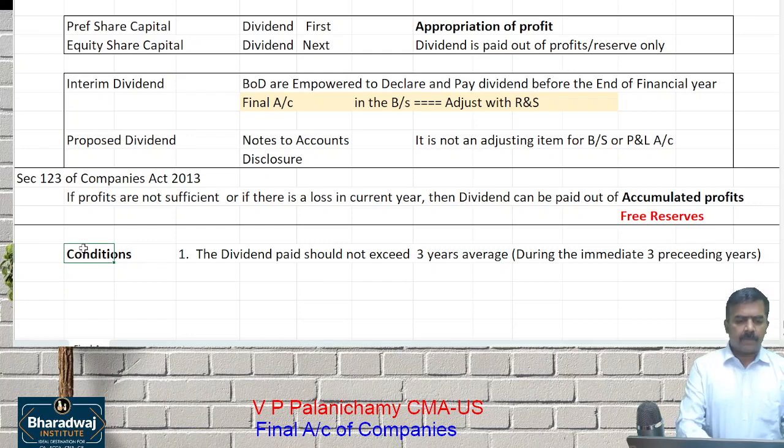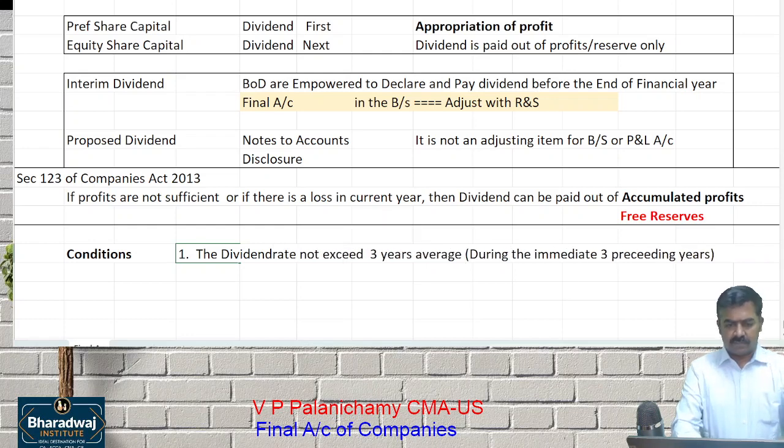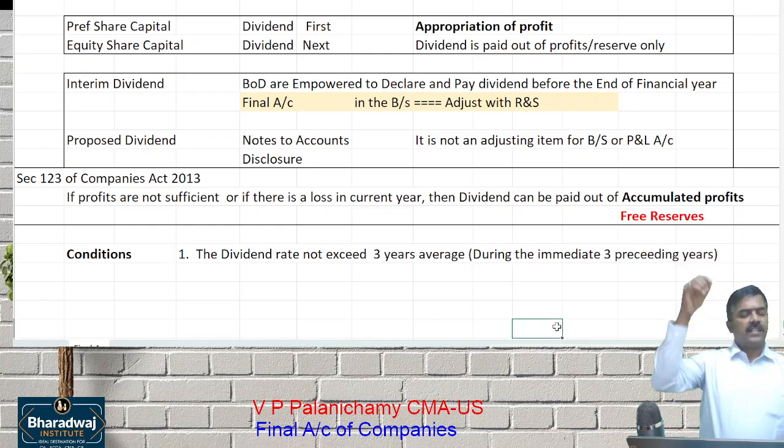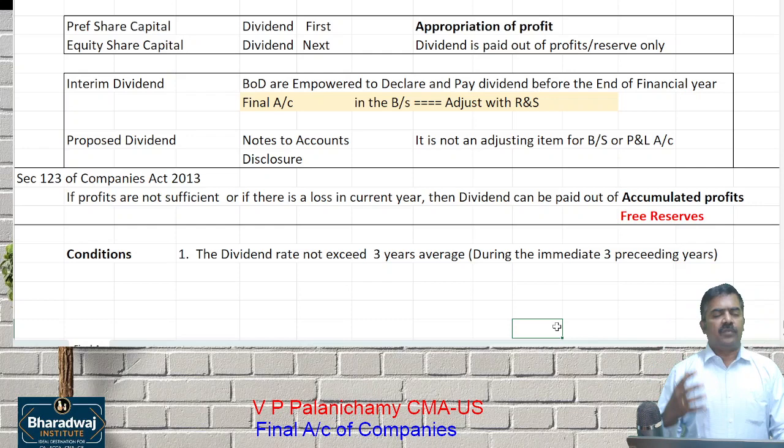What are the conditions? The dividend paid should not exceed what? 3 years average, or you can say dividend rate. Dividend rate should not exceed what? 3 years average during the 3 financial years. See the last 3 years average. If it is 15%, this year you cannot pay more than 15%.